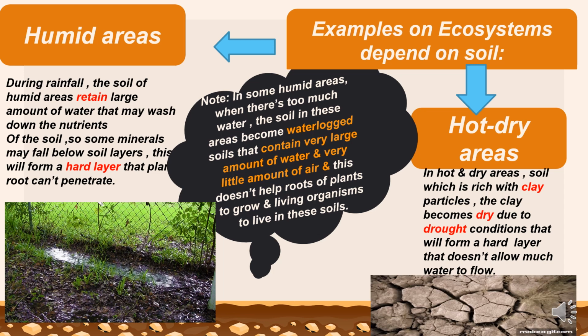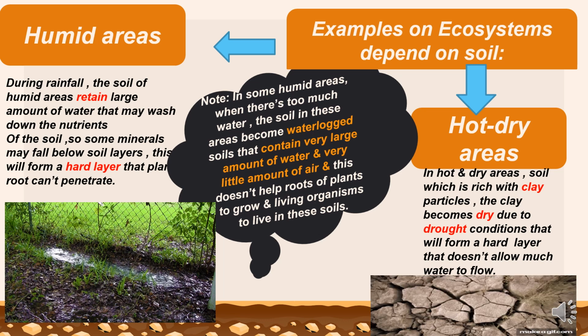Water-lodged soil means that the soil contains a very large amount of water and a very little amount of air. And this doesn't help the roots of the plant to grow and living organisms to survive in these soils. This is concerning humid areas, primary six.